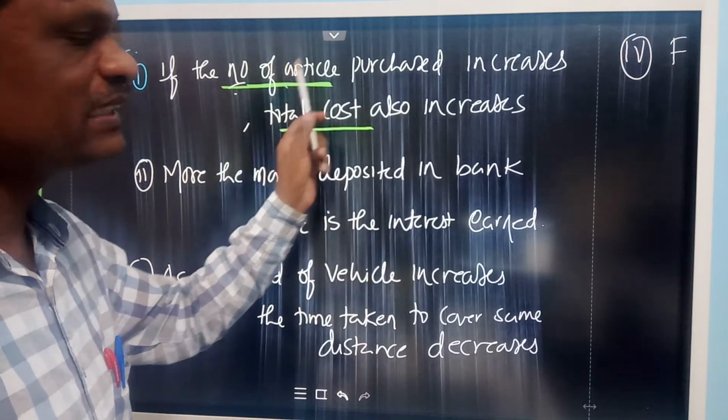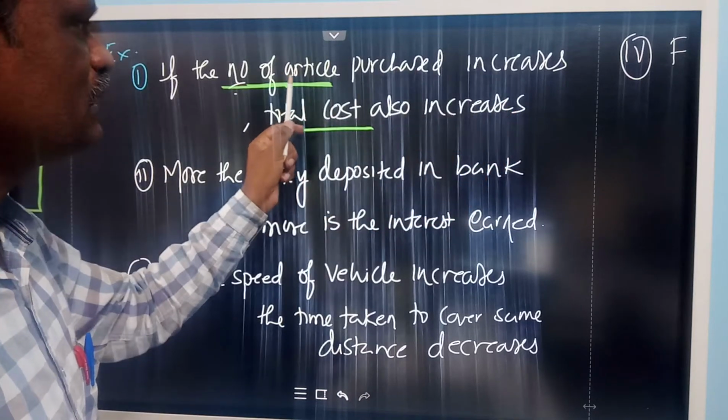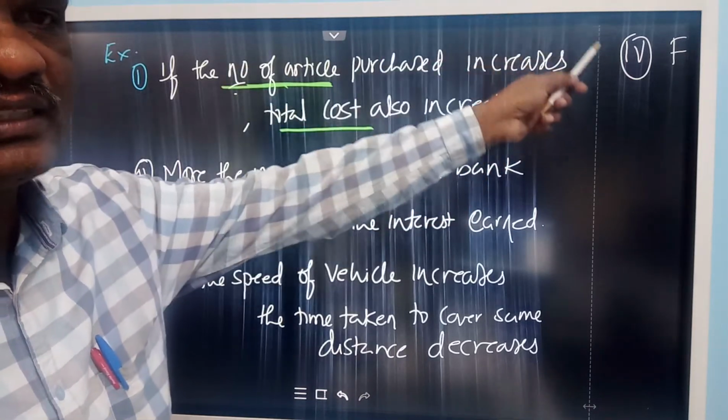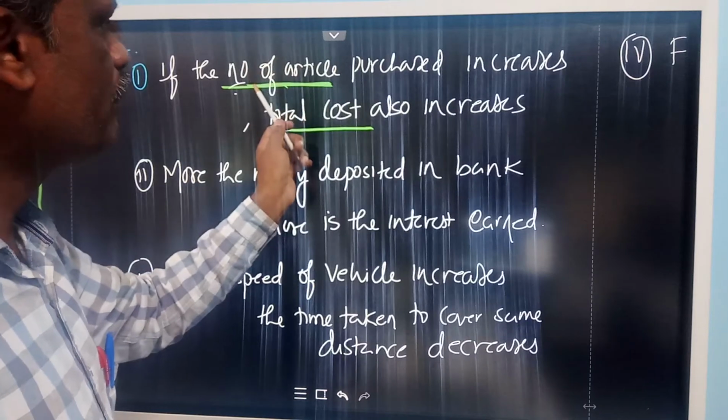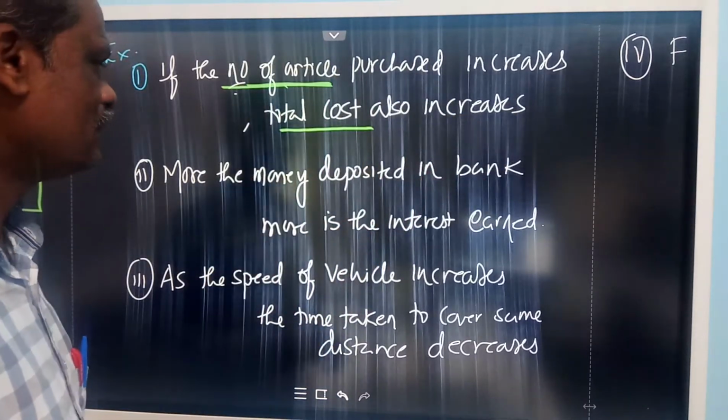If one quantity is increasing, the other quantity is also increasing. This example says, if one quantity is increasing, the other one is also increasing. Number of articles increasing, cost also increasing. Come to the second example.